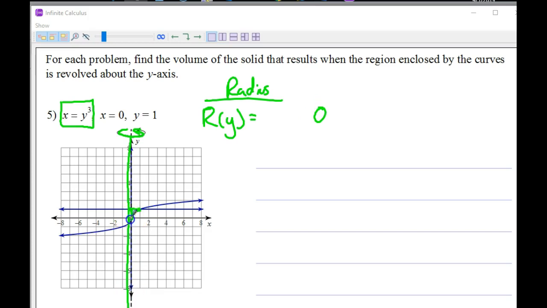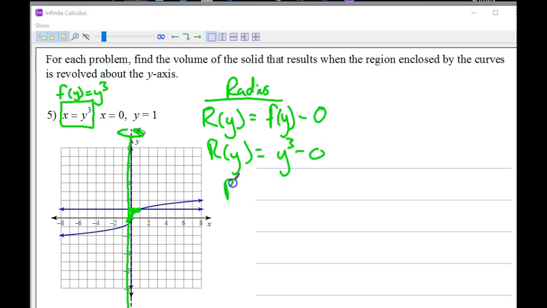And f of y, the curve, is located in what direction to the axis? To the right, which means that which one's bigger? The function's bigger than the axis because it's to the right. To know which one's bigger when you're going with respect to y, it's the one to the right that's bigger. So it's going to be f of y, which I really shouldn't call it f of y because they didn't define it that way here, so I'll do that just to be consistent. So we have f of y minus 0. So my radius is going to be y to the third minus 0, which is just like you said, y to the third.